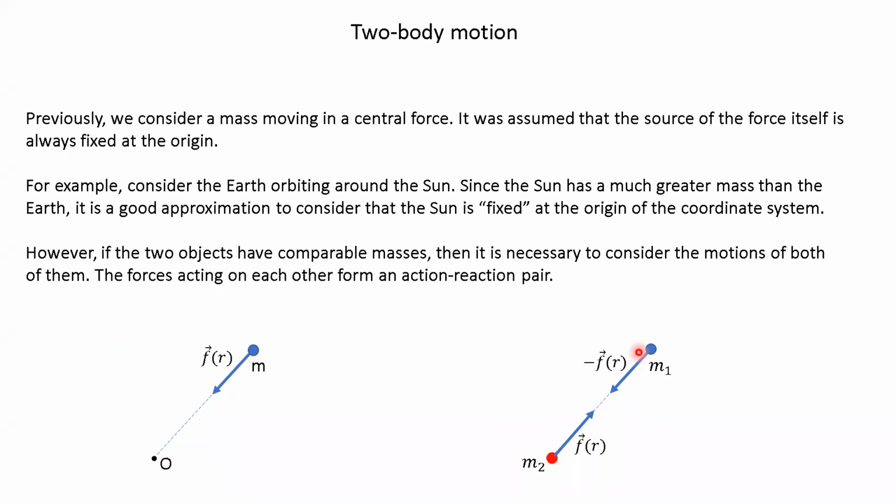However, it turns out that mathematically, the problem is not really that complicated. After I do the derivation, you can see that all we have learned from the previous part of the chapter can be directly applied to this two-body motion. It's just that we have to replace the mass of the one object here by the so-called reduced mass of the system. Then I'll show you how it works.